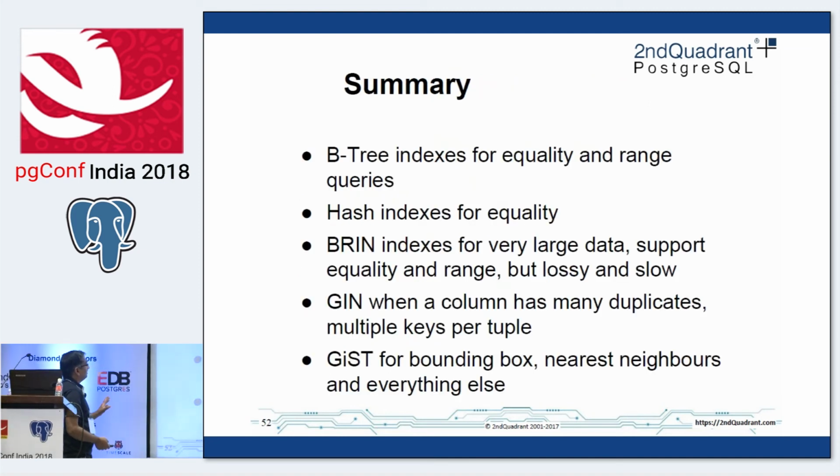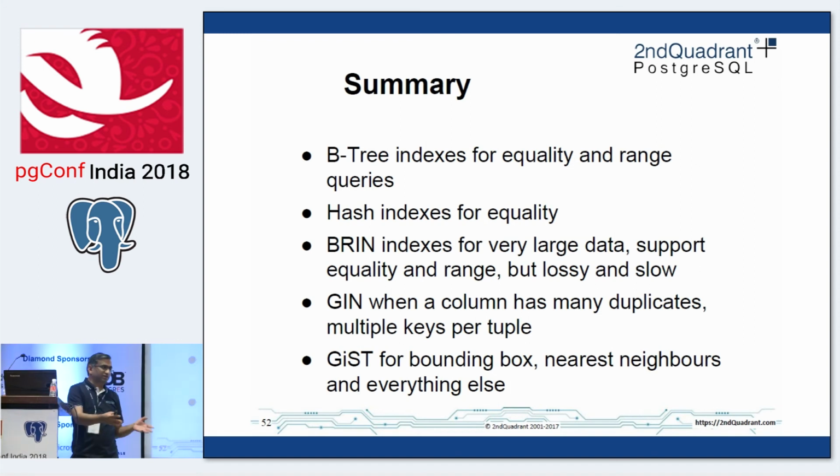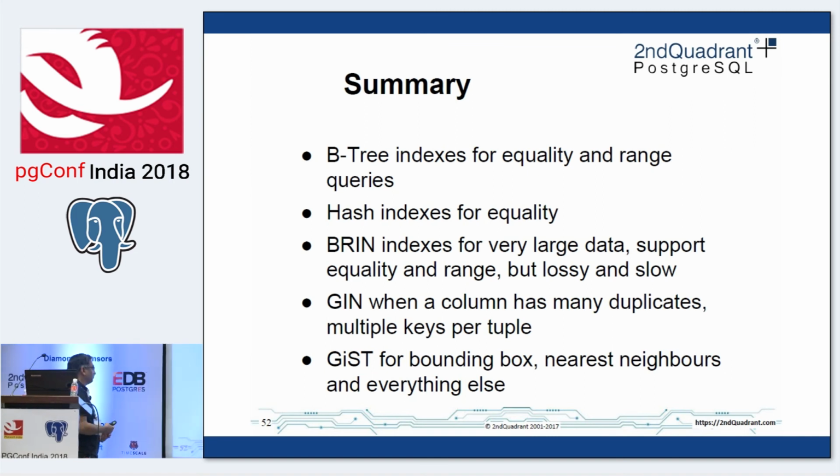So that's a quick summary. Btree is pretty useful for equality and range queries. Hash indexes, if you only do equality queries, are worth looking at. BRIN indexes are for very large tables, and if the heap is clustered, that's even better. GIN, when you have a column with many duplicates, or if you want to index multiple keys from the same tuple, GIN is the index to look for.